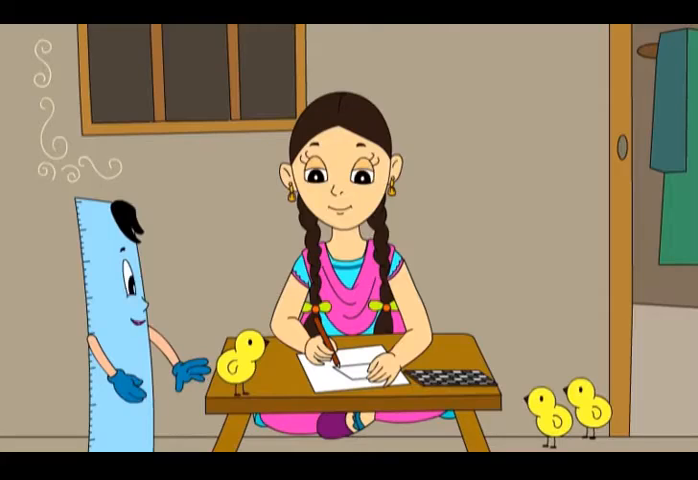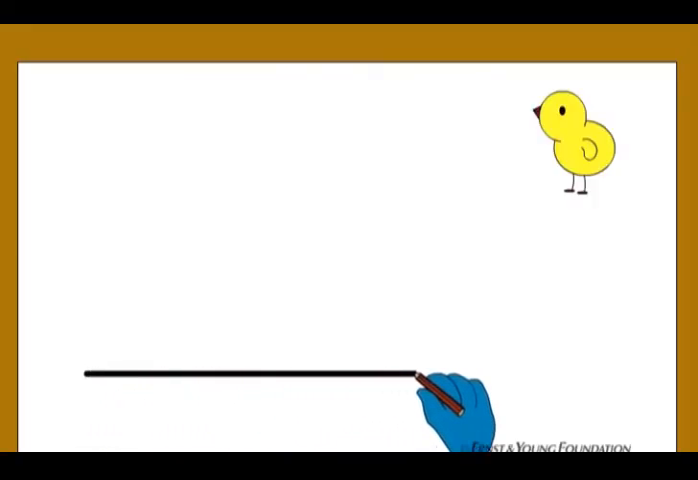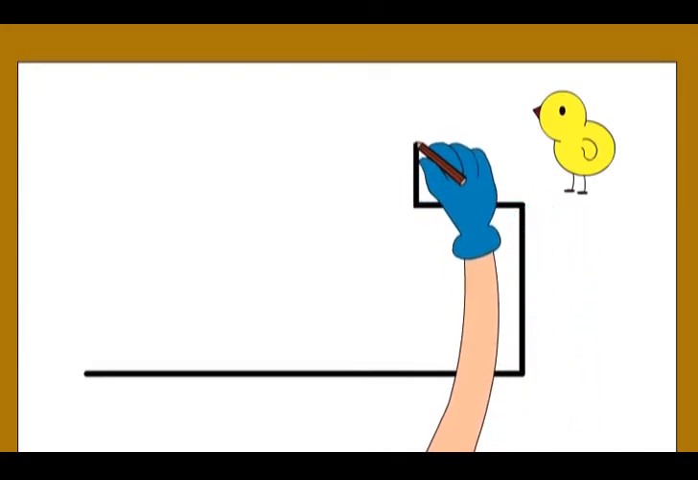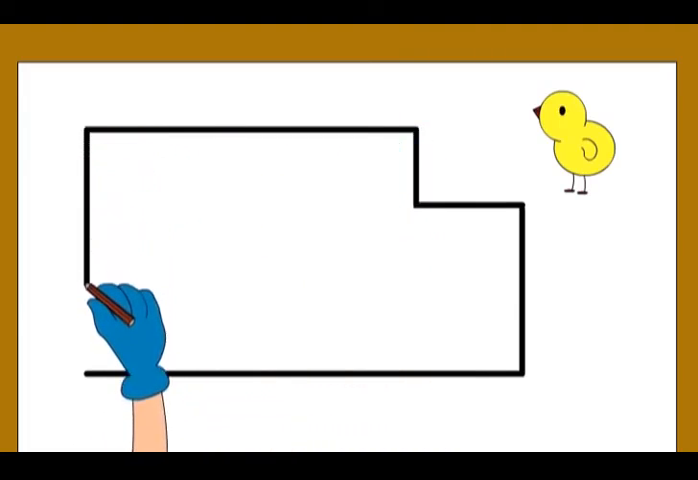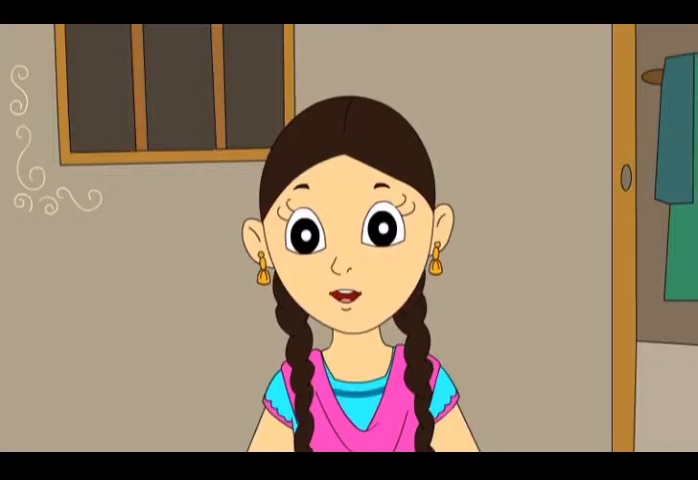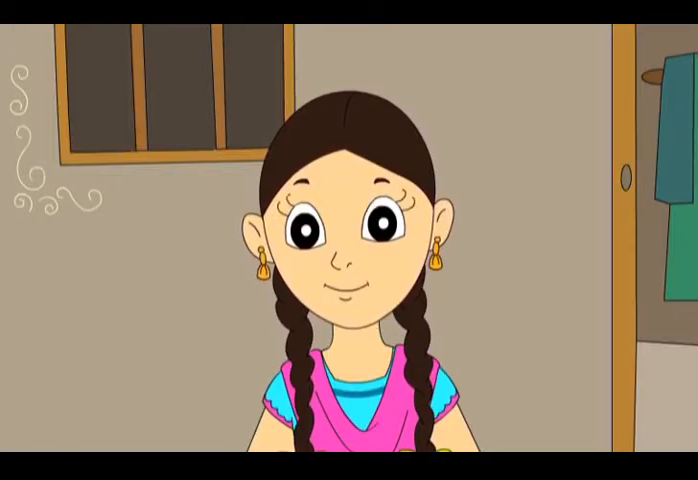Look, I will draw the shape of the school playground. It is like this. I have marked the length of the sides. Can you find out the length of the boundary? Oh no, Futta! The sides are too long. The numbers are too big. Okay, Chick. I will do it for you.